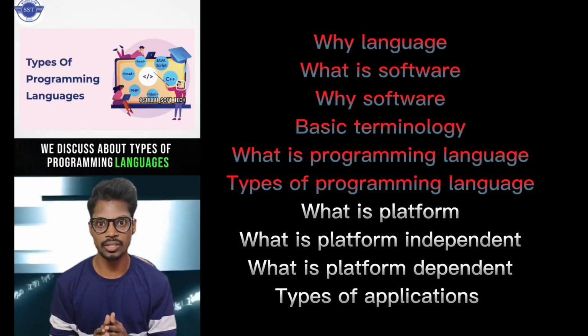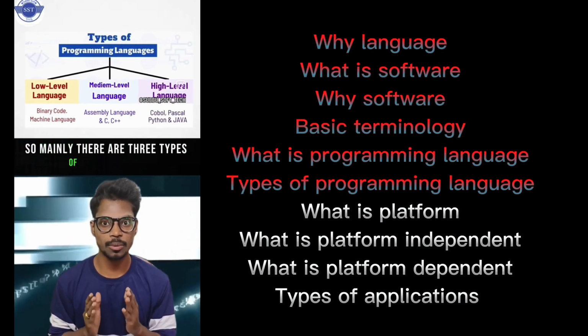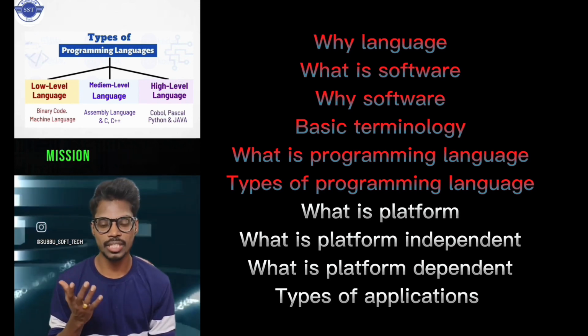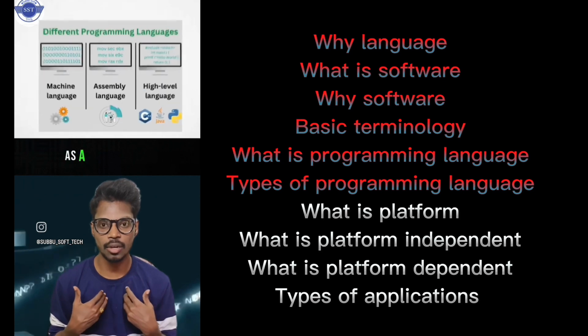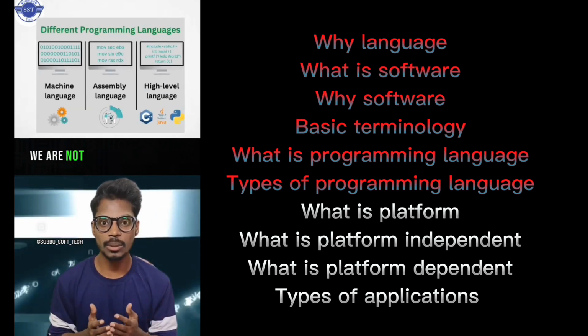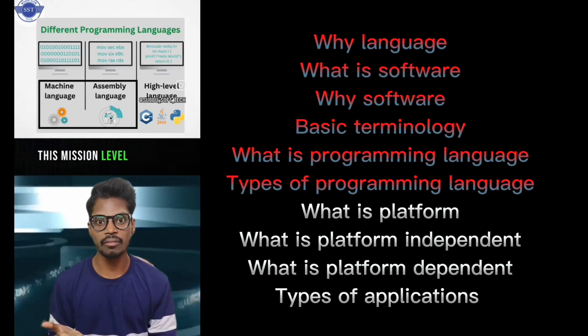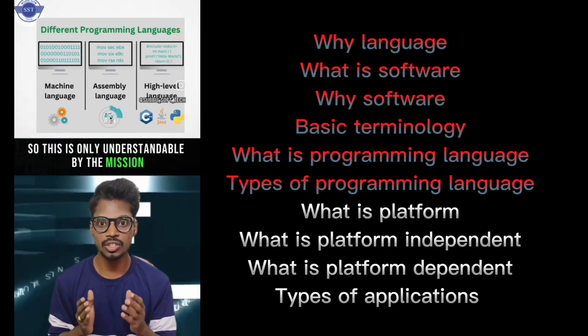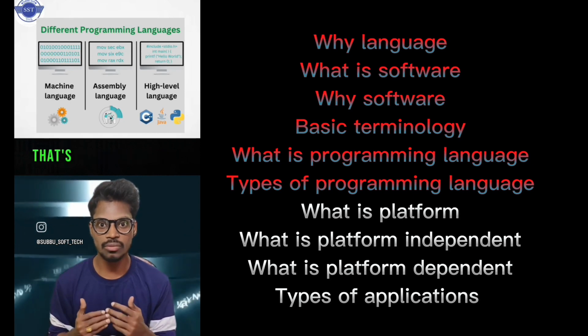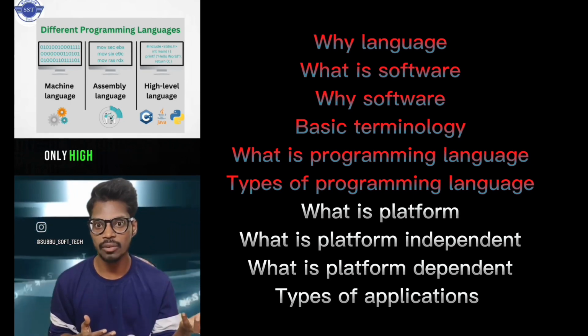Types of programming language. Mainly there are three types of programming languages available: machine level language, assembly level language and high level language. As a programmer, as a developer, we are not able to understand machine level language and assembly level language. These are only understandable by the machine, zeros and ones code, binary code. That's why we have to learn only high level language.